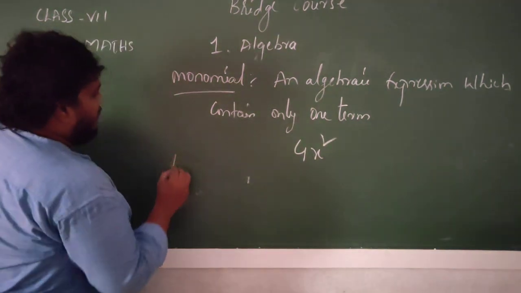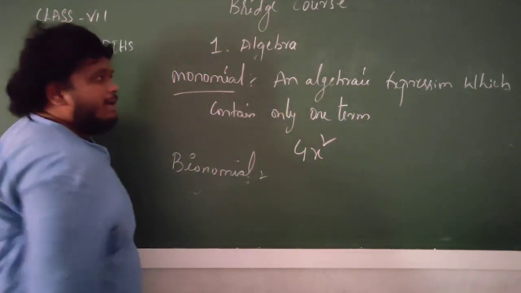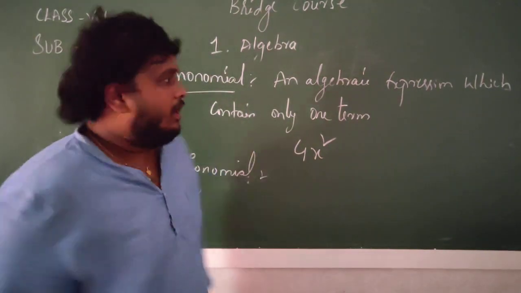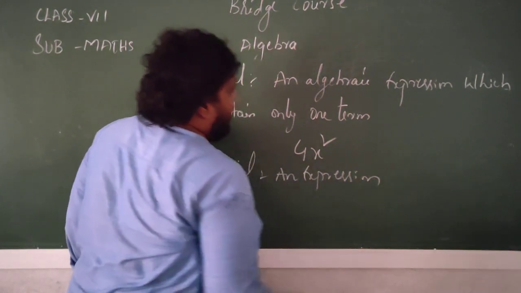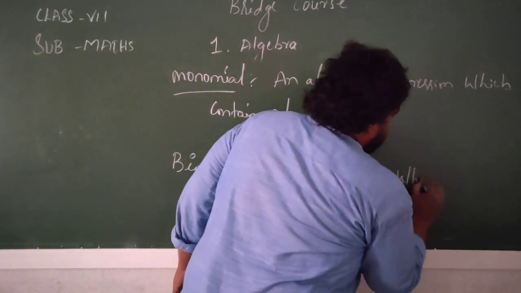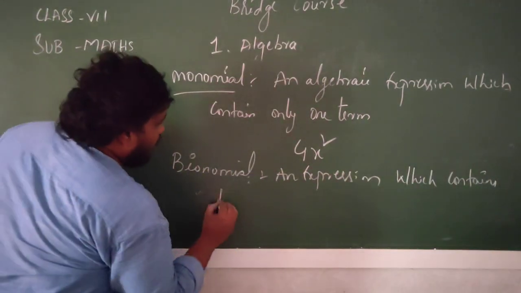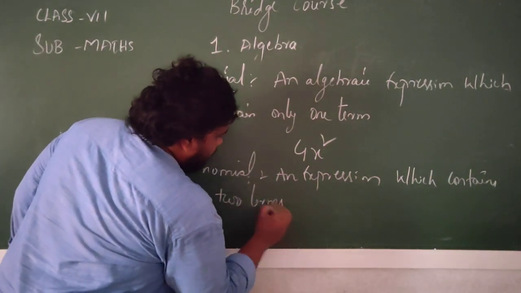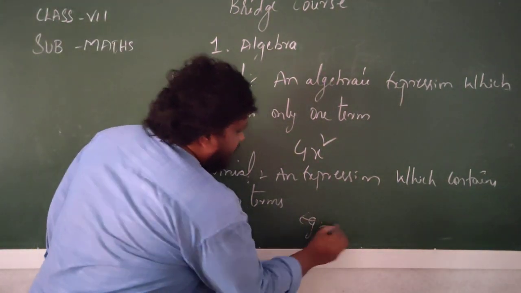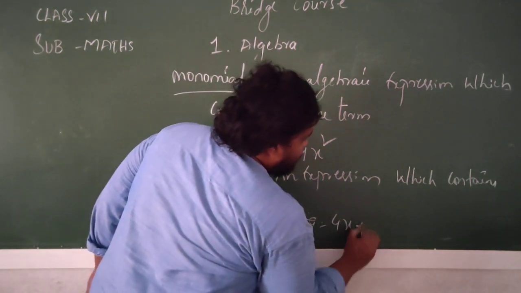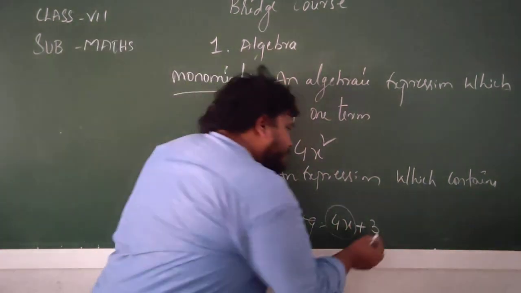Now next we go for binomial. What is meant by binomial? Bi in the sense two. An expression which contains two terms is known as binomial. For example, 4x plus 3. So 4x is one term and 3 is one more term.